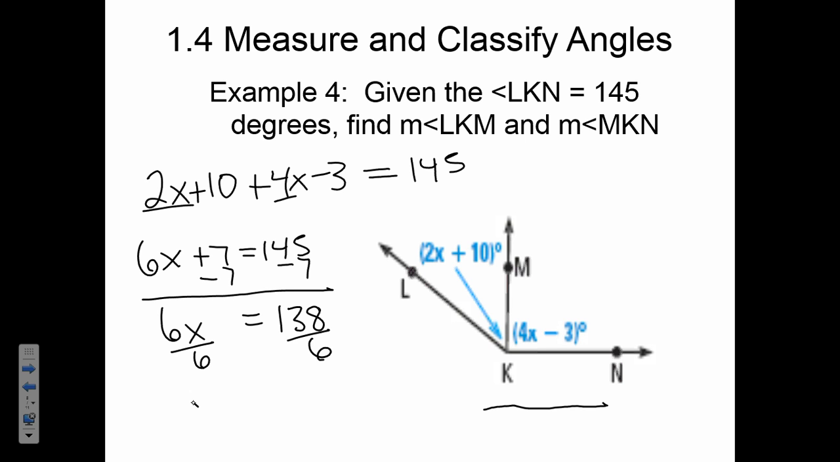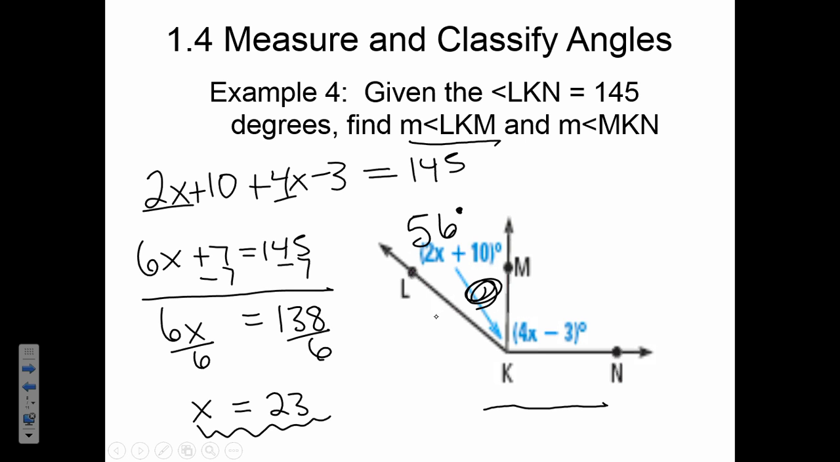Keep in mind that this just gives me x. It doesn't give me the angle, it just gives me x. So that would be 23. So x is equal to 23, but pay attention to what they're asking for. If they're asking for instance, the measurement of LKM, if they want the measurement of this angle right here, that means I need to take 2 times 23 and add 10 to it. So 46, 56. This angle is 56 degrees.